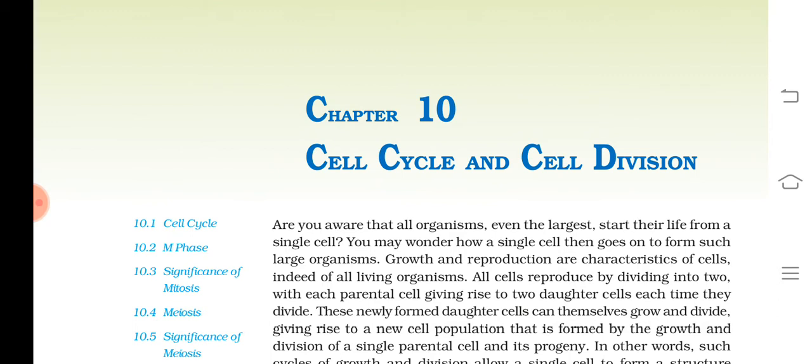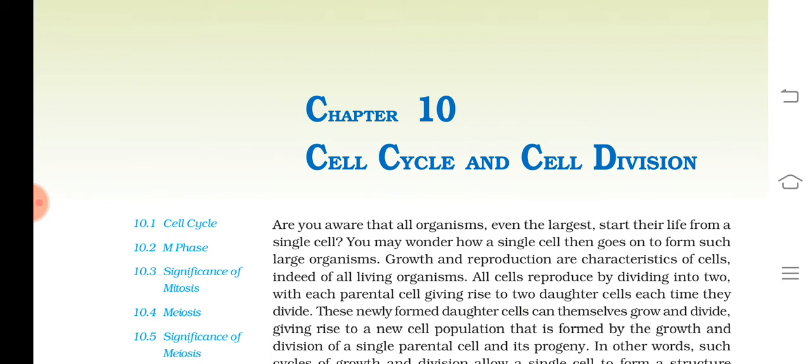So we were studying chapter 10, cell cycle and cell division. In this we have already studied different topics like mitosis, and we started meiosis, isn't it? Meiosis is also known as reductional division, as the chromosome number of the daughter cells will be half of the parent cell. The parent cell's chromosome number gets halved due to the reductional division, or meiosis, and this is happening in the gametic cells.